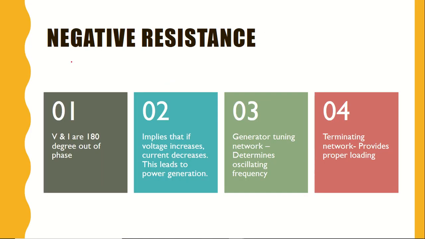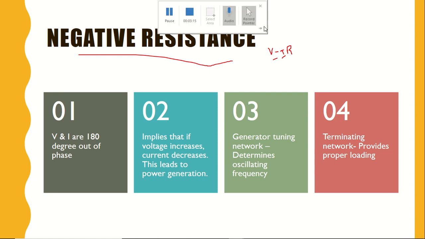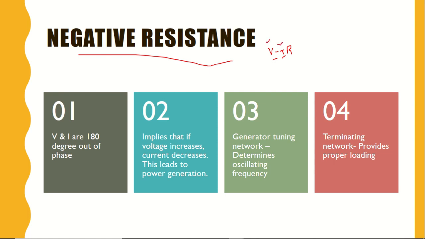Now what is negative resistance? As per Ohm's law, we know that V is equal to I into R. This is a direct proportionality and there is no phase difference. But in negative resistance, the voltage and current are 180 degrees out of phase to each other. 180 degrees out of phase means it denotes inverse proportionality. If I increase one quantity, for example, if I increase voltage, the current will decrease. If I increase current, voltage will decrease.